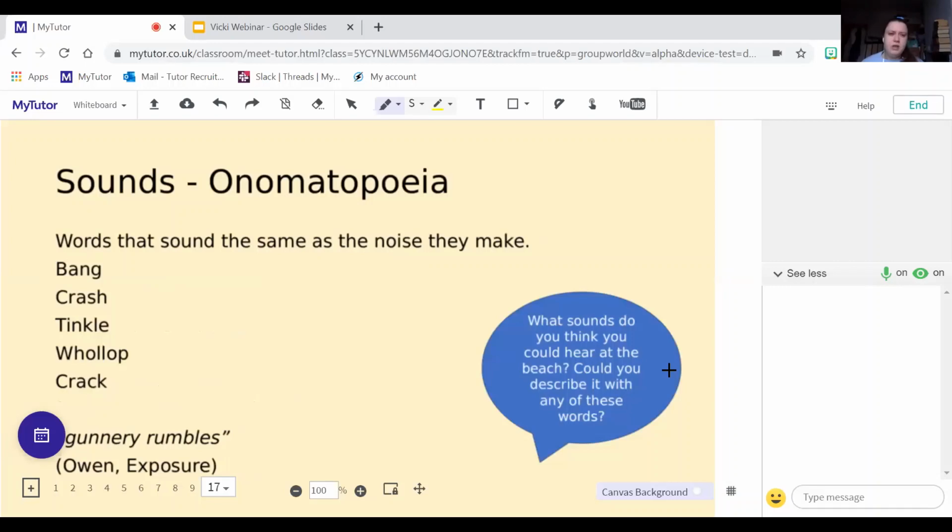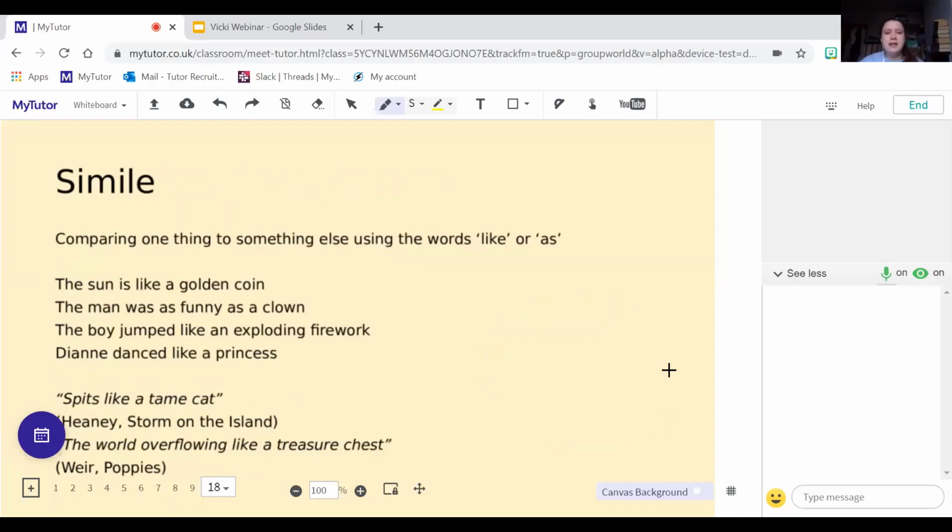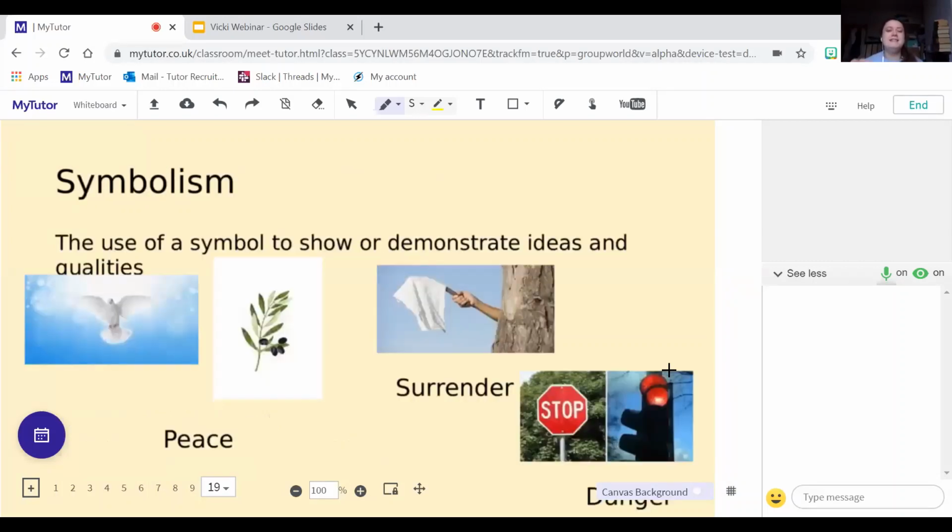Sounds, so onomatopoeia, words that sound the same as the noise that they make. Simile, using like or as to compare something to something else, so Diane danced like a princess. Symbolism, a symbol that's in our society that we all understand to mean the same thing, so red meaning danger, a dove meaning peace. We could also have balancing scales, which means law and justice.